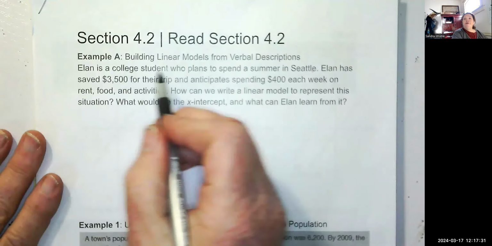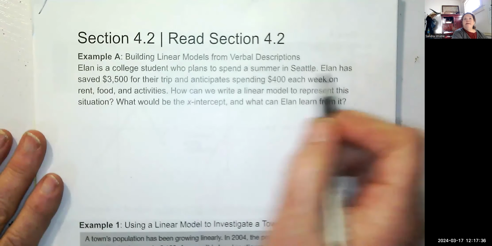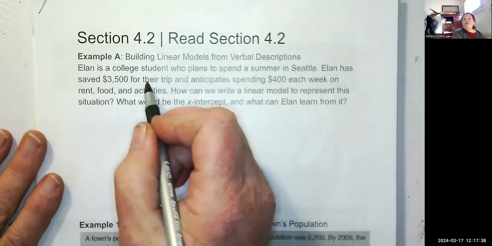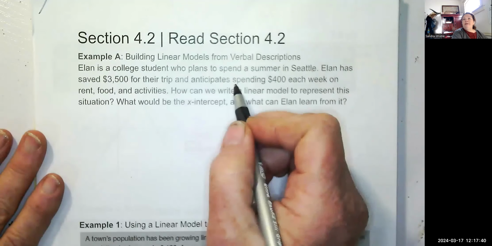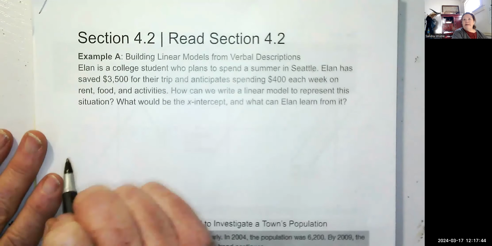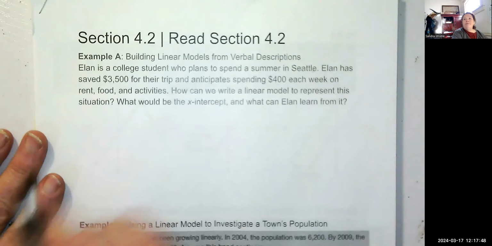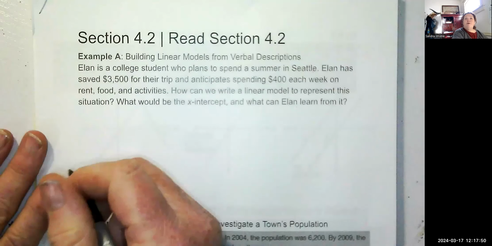Elin is a college student who plans to spend a summer in Seattle. Elin has saved $3,500 for their trip and anticipates spending $400 each week on rent, food, and activities. How can we write a linear model to represent the situation? So let's start with that first.